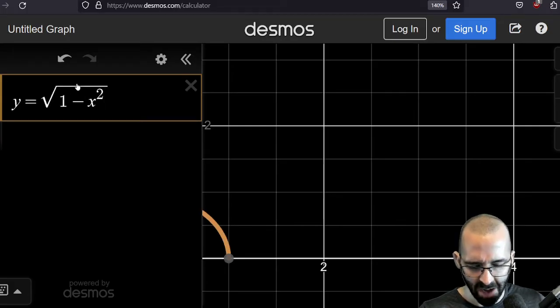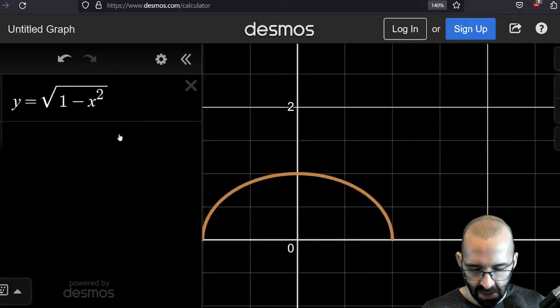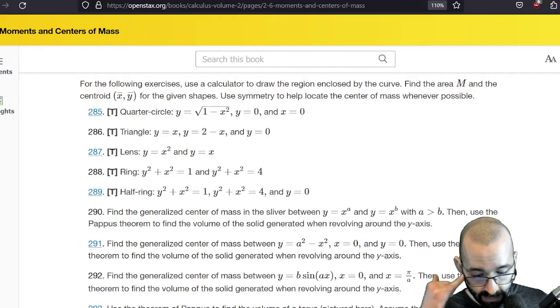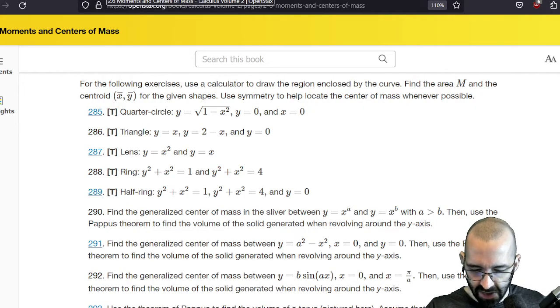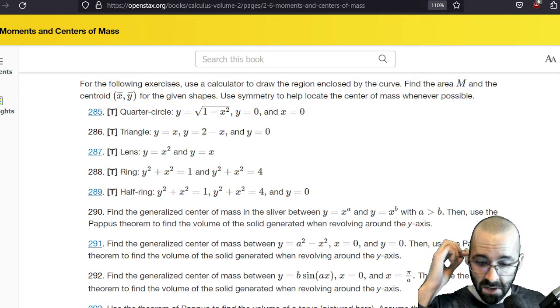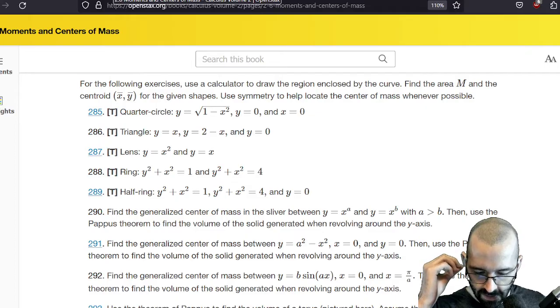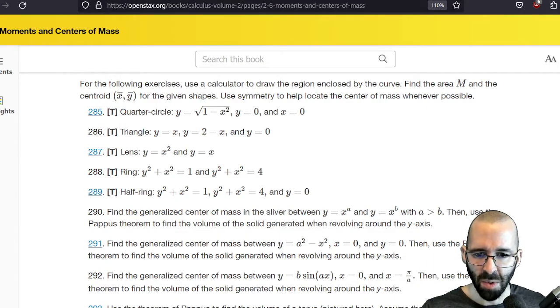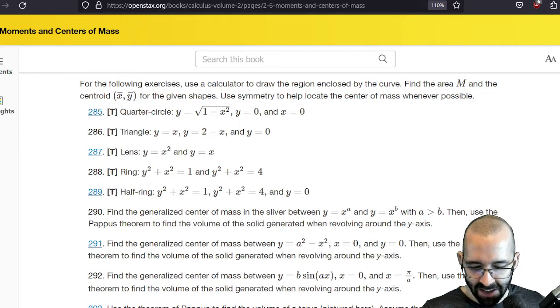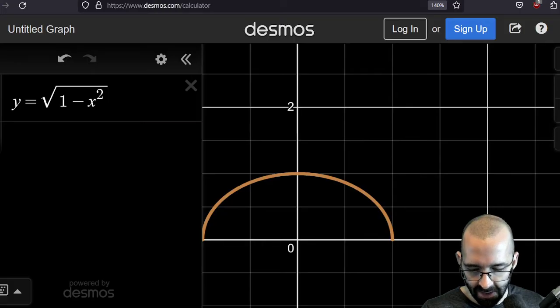Wait, why am I doing this problem? I don't think this looks like anything new. Specifically looking for... Let's not do 285. 285 is boring. I don't want to be bored. Let's do 287. X squared and x.